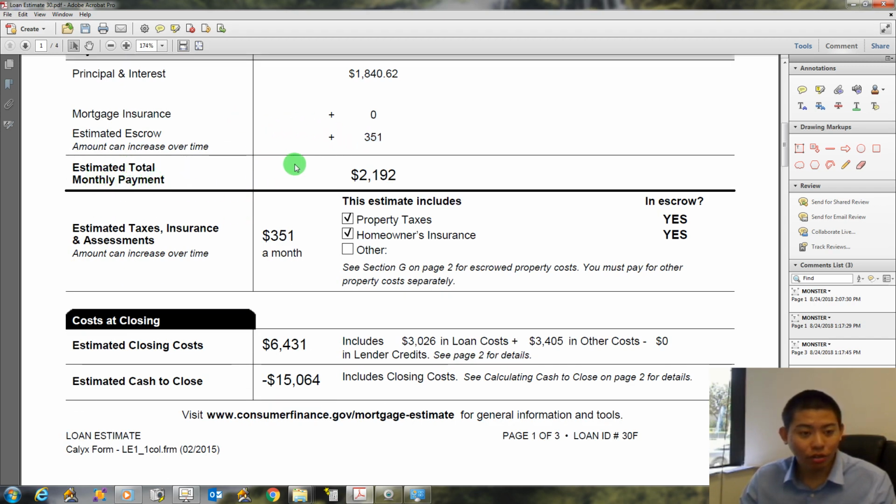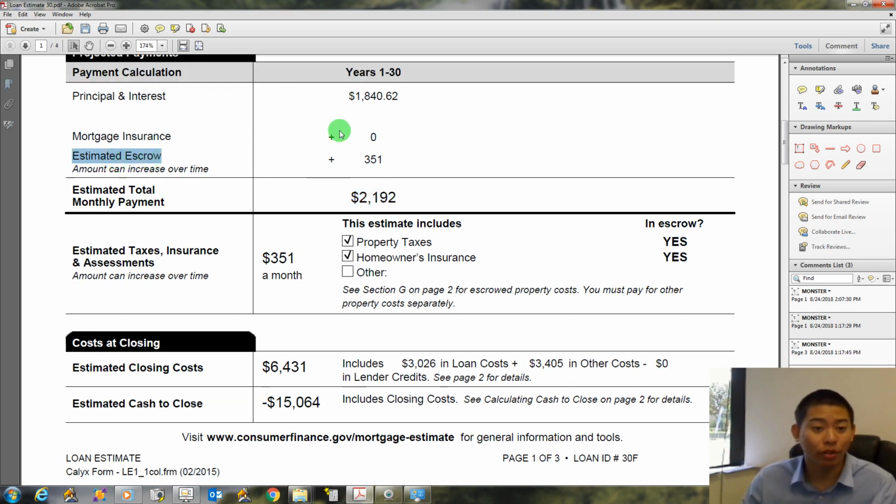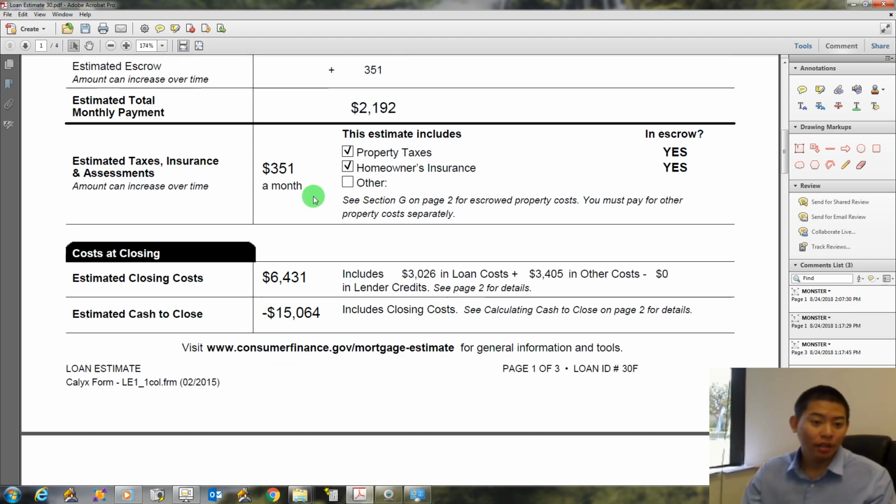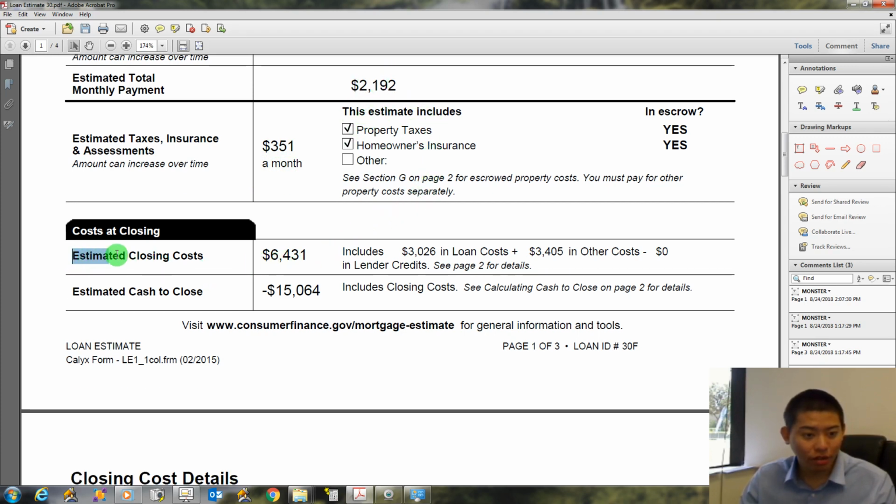And then right here, your total payments. Oh yeah, escrow, the estimated escrow. That's your taxes and insurance included with your principal and interest payment, your impounds, your taxes and insurance, which brings the total to $2,192. That's your total payment for the month with taxes and insurance included. And then right here, the estimated taxes, insurance and assessments. This is your property taxes and homeowner's insurance, which is actually $351, which is included, as you see here, in your payment of $2,192.